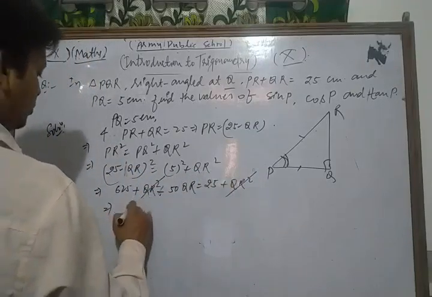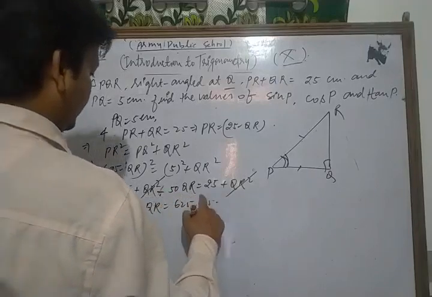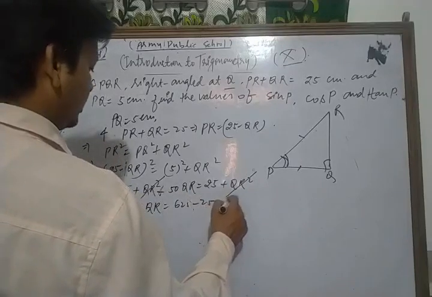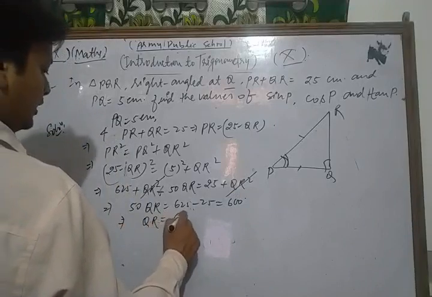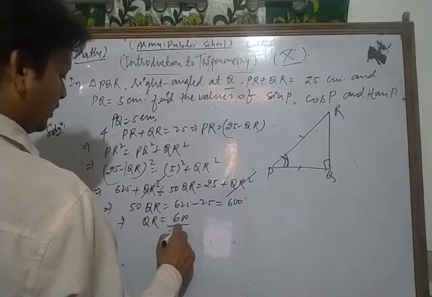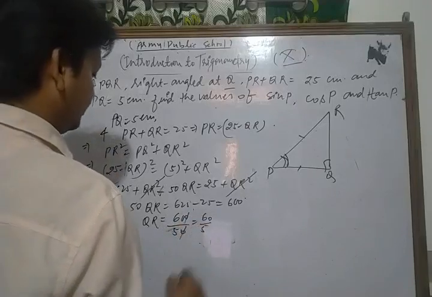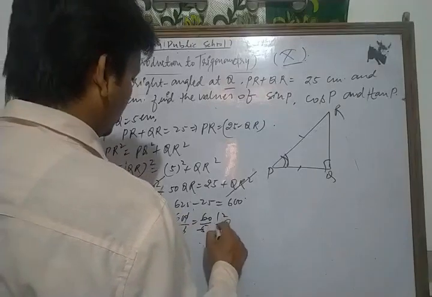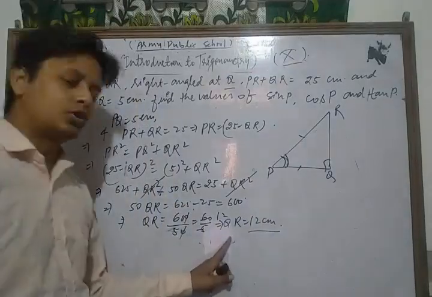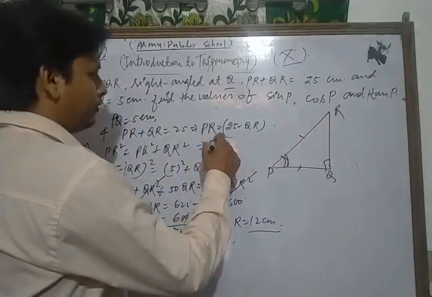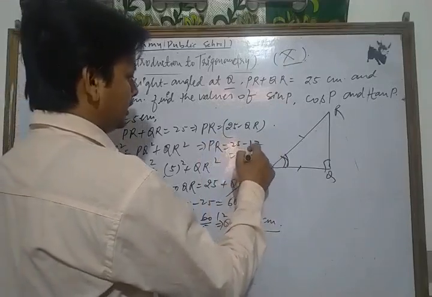So now we transfer that side. So plus 50 QR is equal to 625 minus 25. Means this is 600. Now the value of QR is equal to 600 upon 50. The zeros cancel, so 60 upon 5, that is 12. So the value of QR is equal to 12 centimeter. If the value of QR is 12 centimeter, then from that relation the value of PR is equal to 25 minus 12, that is 13 centimeter.